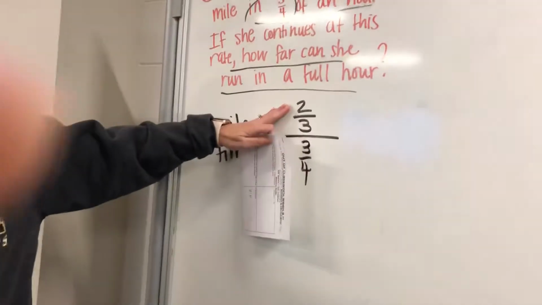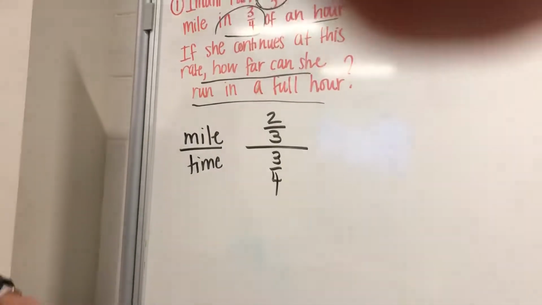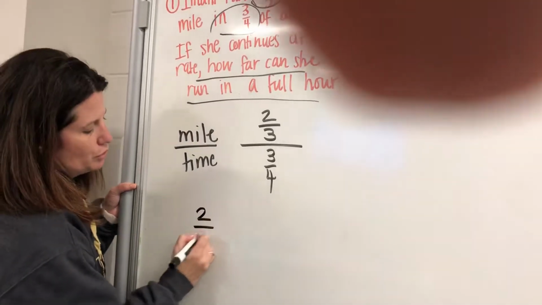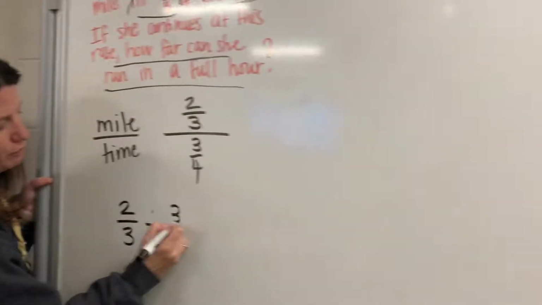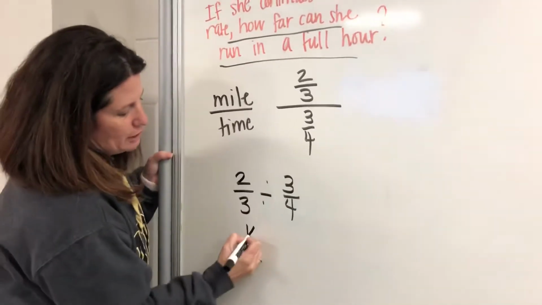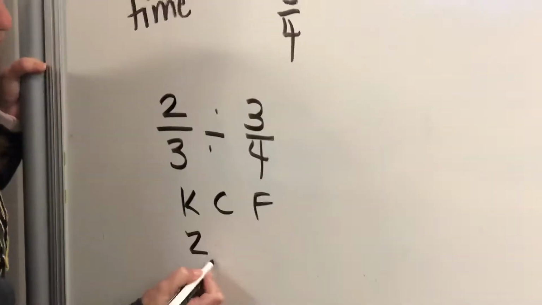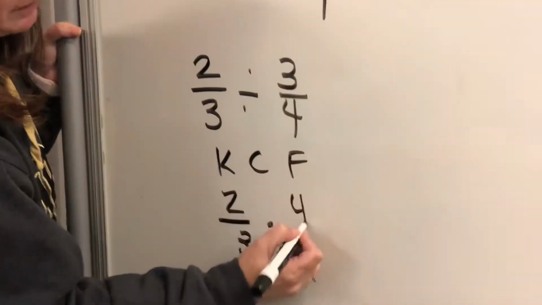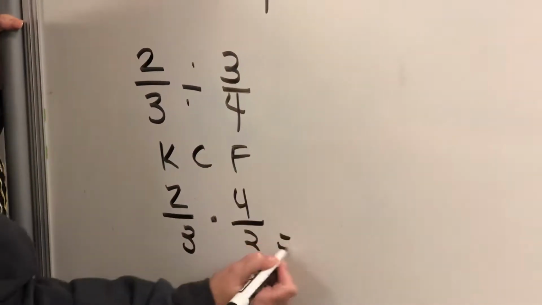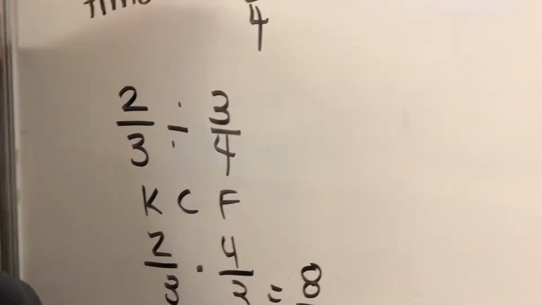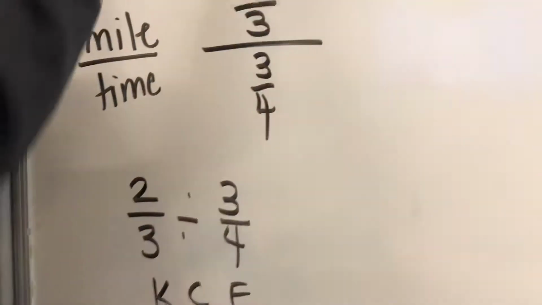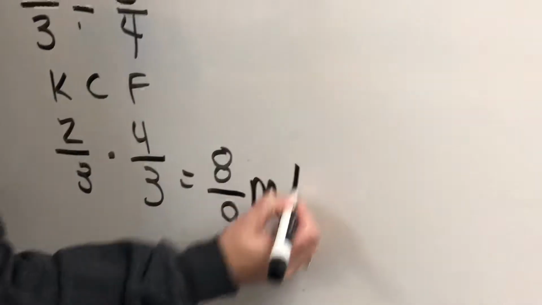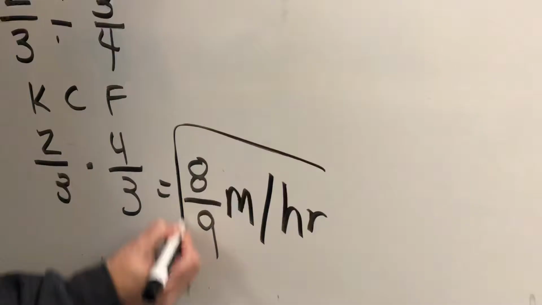This gives me a complex fraction. I go to taking it from vertical format to horizontal. So I have 2/3 divided by 3/4. This is a keep, change, flip problem. Keep the first fraction, change the sign, flip the second fraction, which will give me a value of 8/9. When I look up here, this is miles per hour, so I don't want to forget my unit, miles per hour.